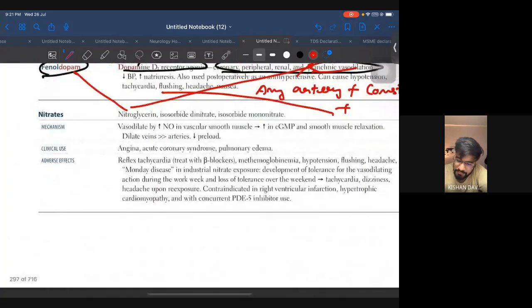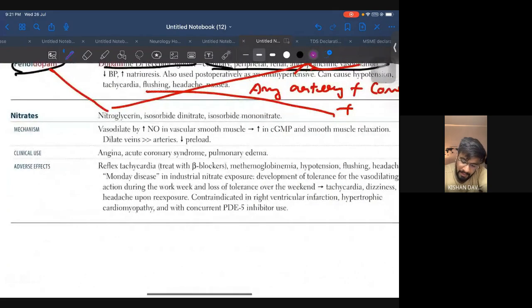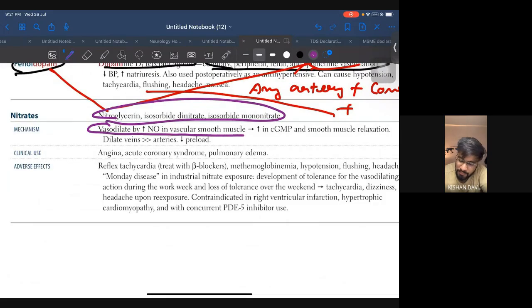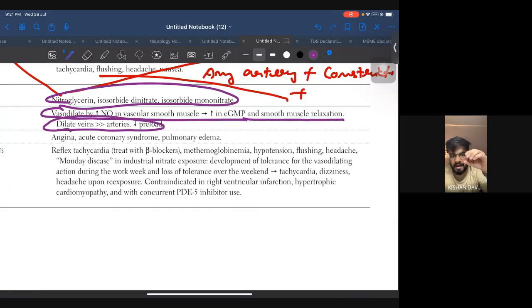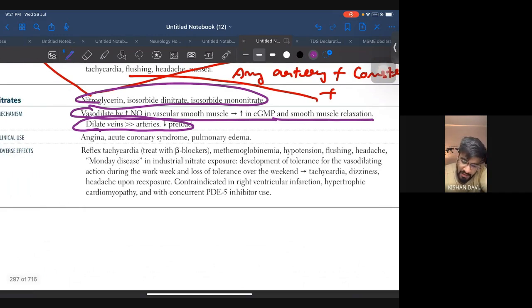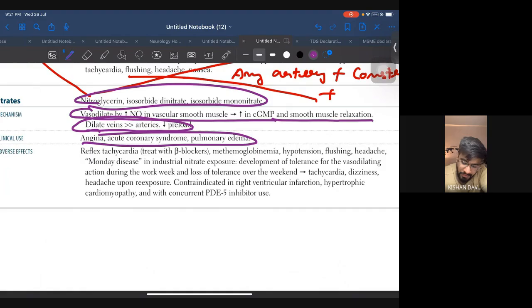Coming to nitrates. Remember the drugs. Another thing: they vasodilate by increasing NO in vascular smooth muscle, increasing cGMP, causing smooth muscle relaxation. They dilate veins greater than arteries. If they dilate veins, preload decreases. We did this in the first class. So here you can remember angina and everything.